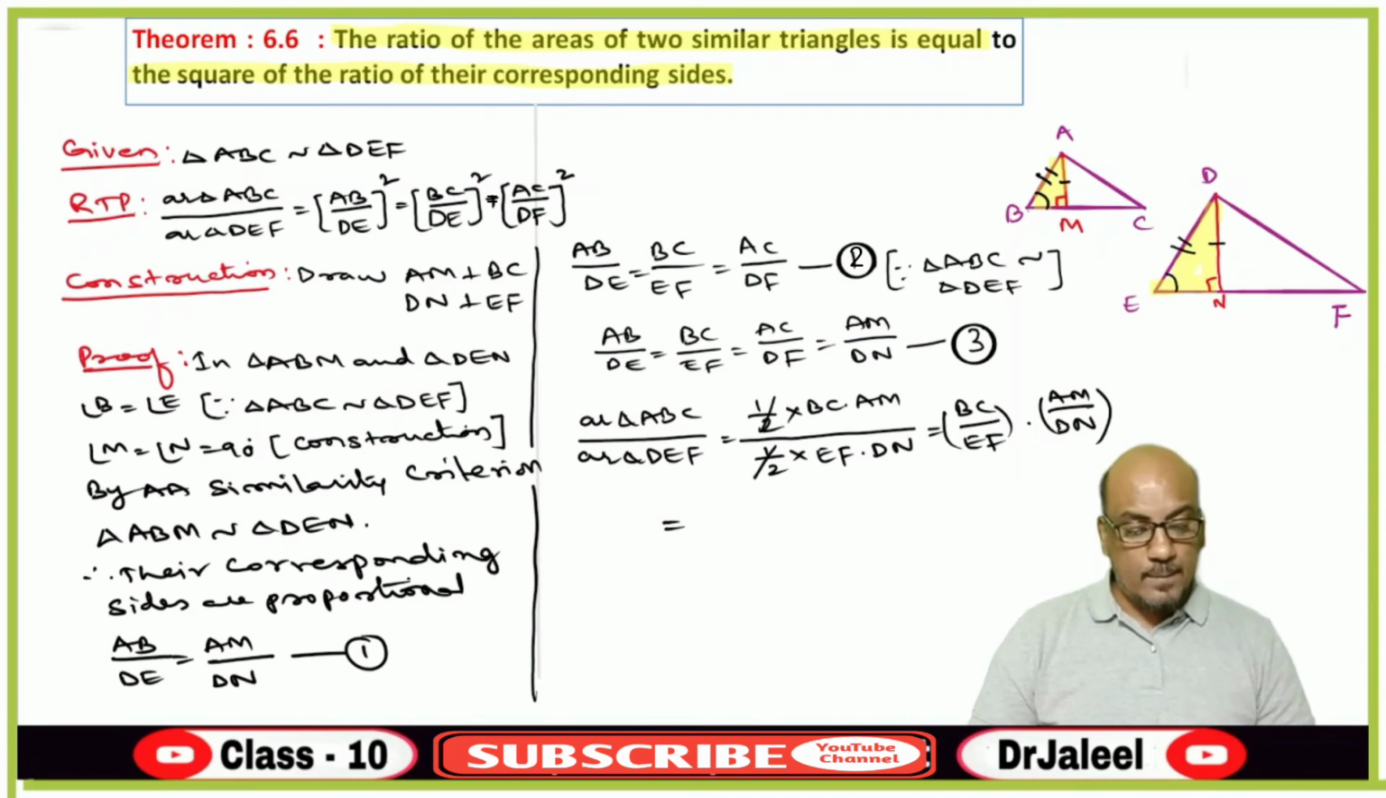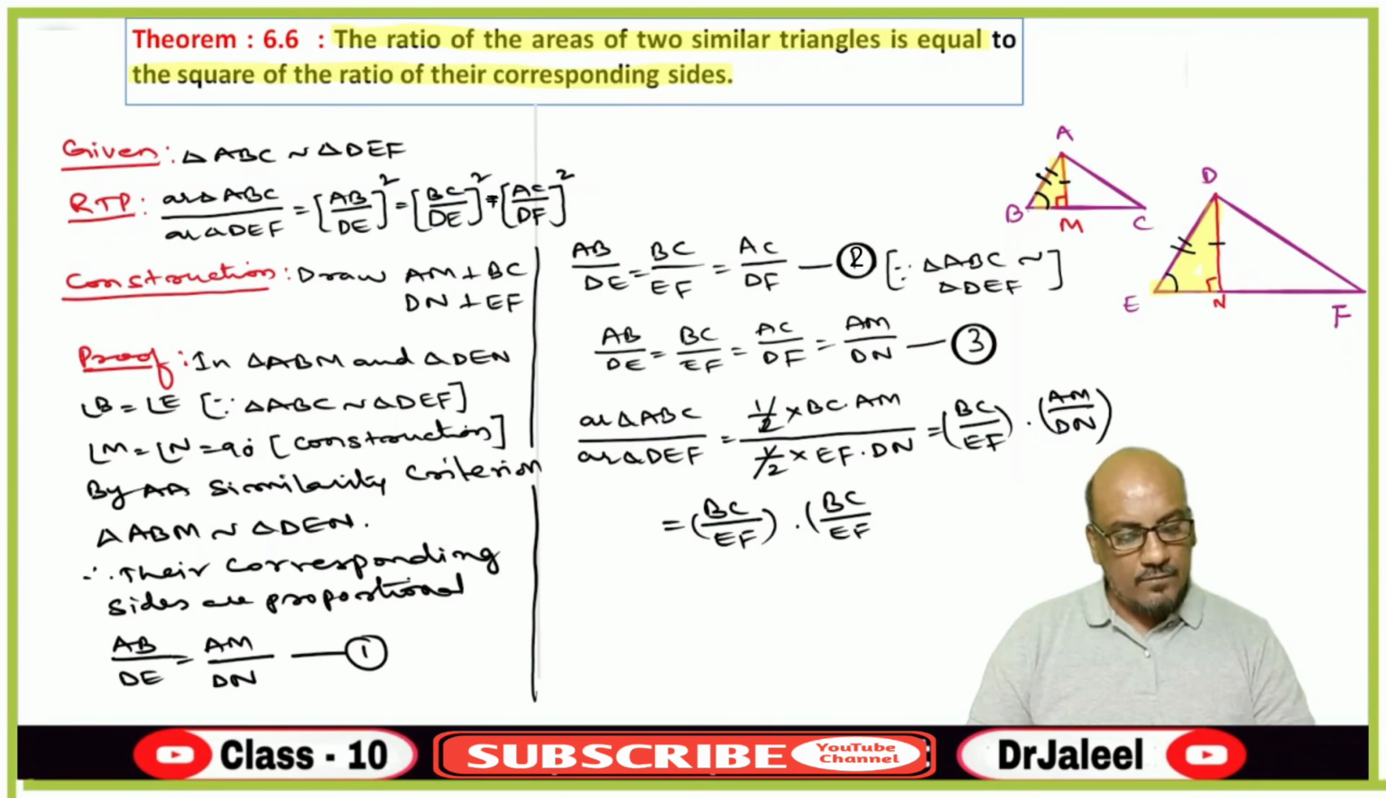So now let us observe. What is BC by EF? BC by EF, sides, ratio of sides. What is AM by DN? Ratio of altitudes. And in the third equation we already know that the sides and altitudes ratio is the same. So now I can write it as BC by EF into again BC by EF, because both are equal. So you write here from 3. So children, now BC by EF into BC by EF is nothing but BC by EF whole square.